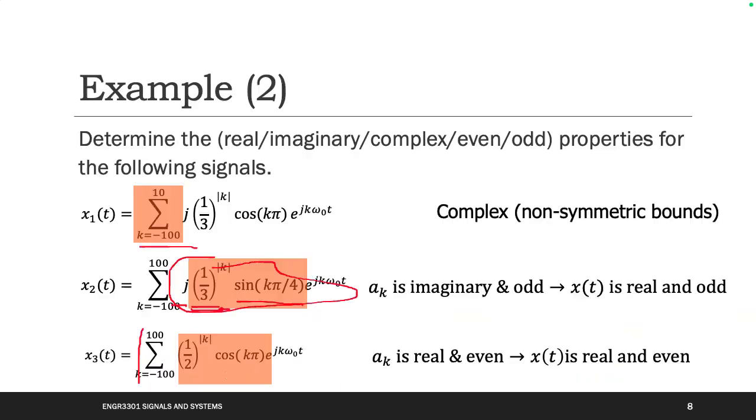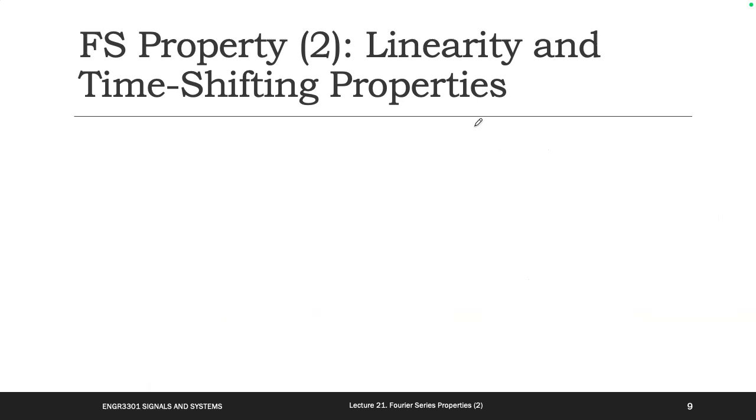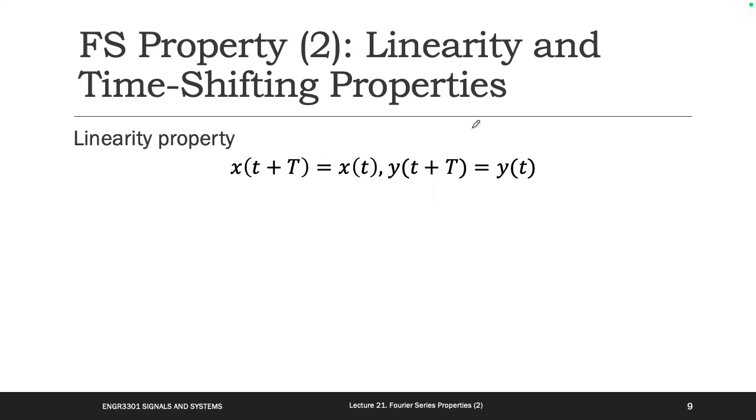Okay. And then let's talk about the other properties, linearity and the time shifting property. Linearity means we have two different signals, x(t) and y(t). They don't have any relationship. They are two different signals.